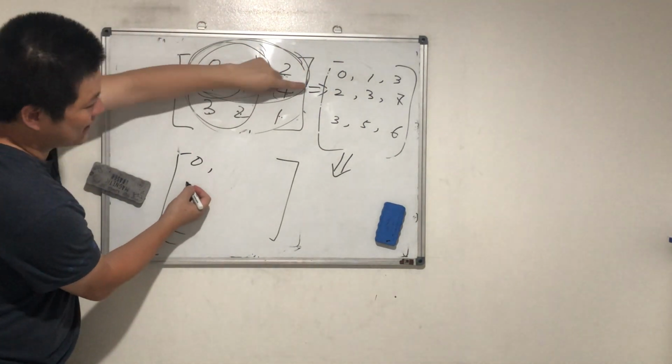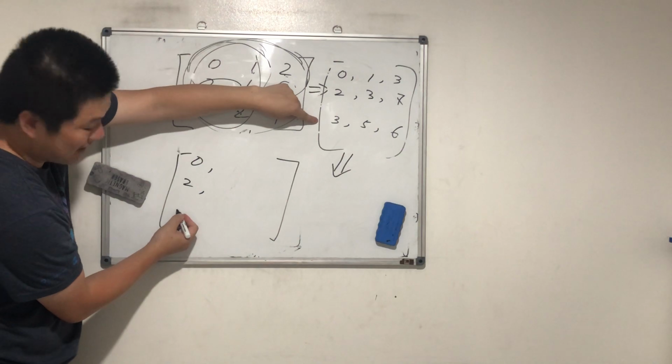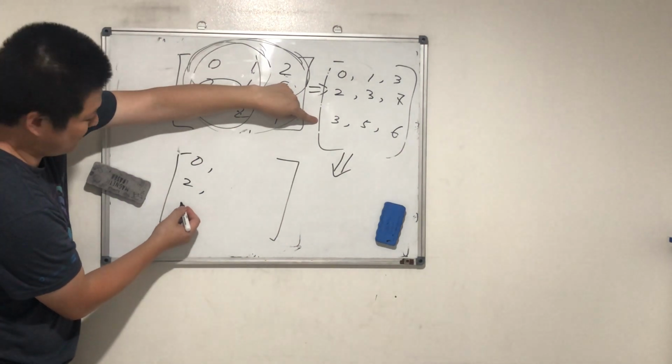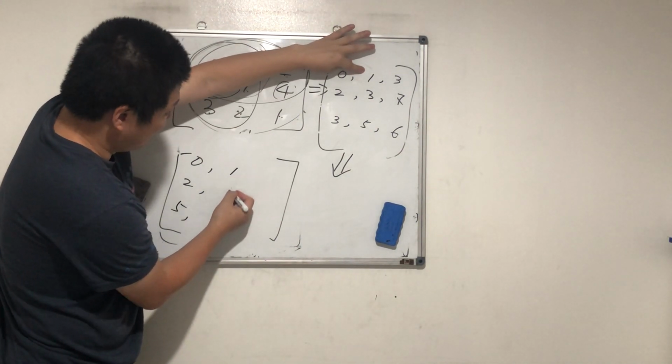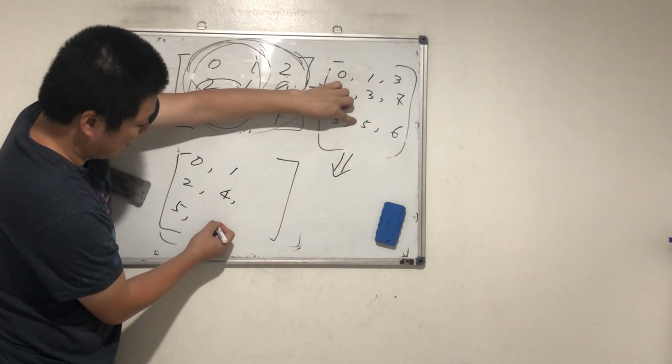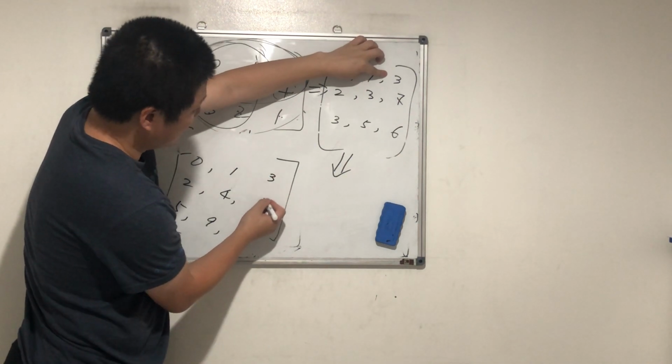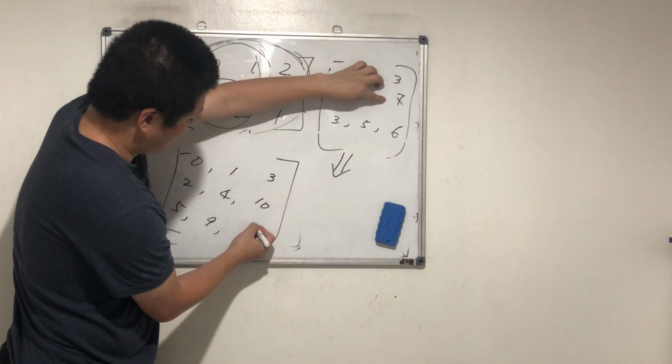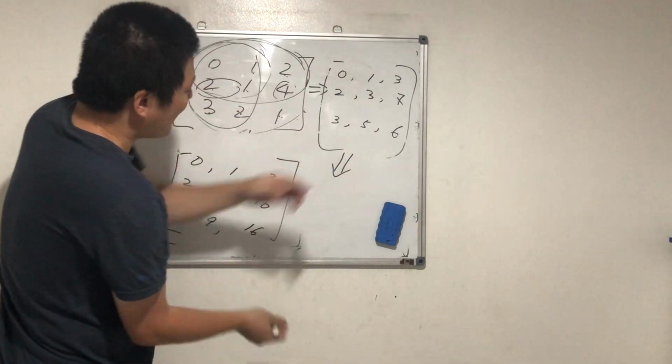0, and then do this, what's next? 2, and what's next? 5. Where down? Yeah, you got it. 1, what's next? 4. What's next? 9. Where down? 3, 10. 10. 16. Okay, let's just check.